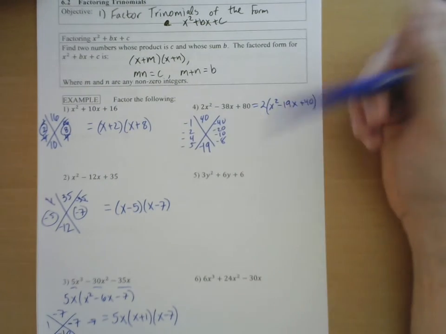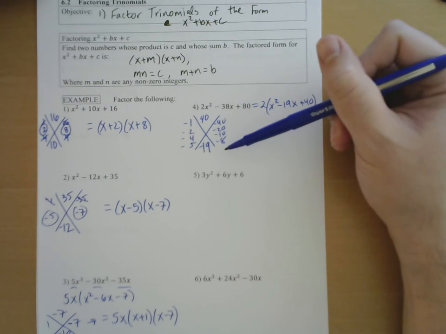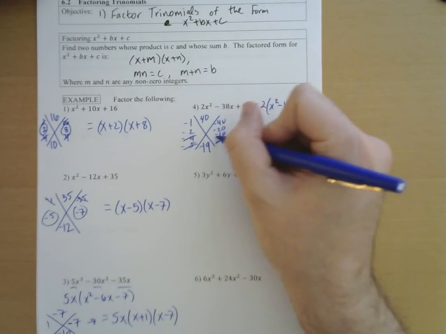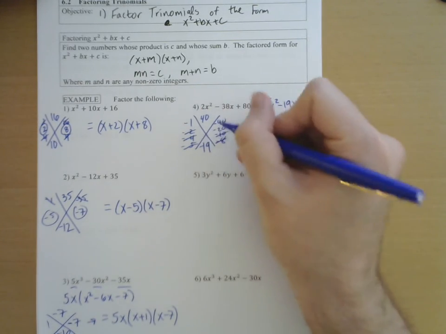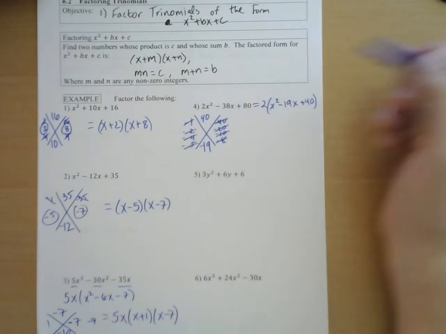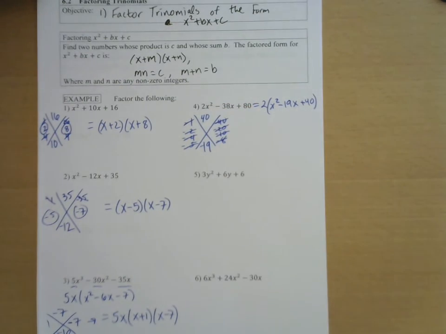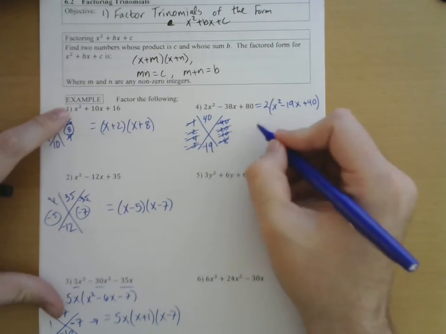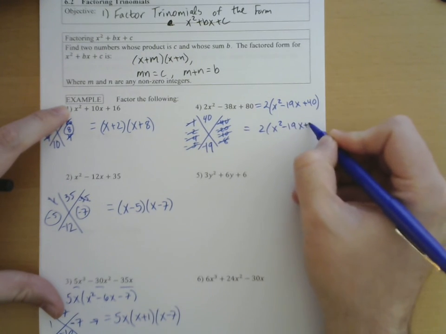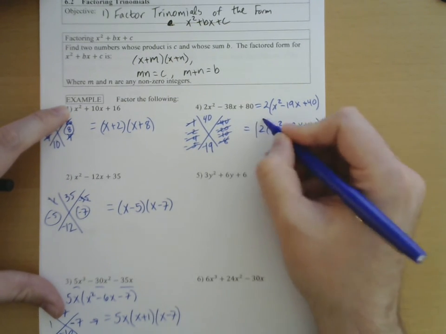And then we just look. Negative 5 plus negative 8, negative 13, that doesn't work. Negative 4 plus negative 10, negative 14, that doesn't work. Negative 2 plus negative 20, negative 22, that doesn't work. Negative 1 plus negative 40, negative 41, that doesn't work. So when this happens, this means that 2 times x squared minus 19x plus 40 is our final answer.